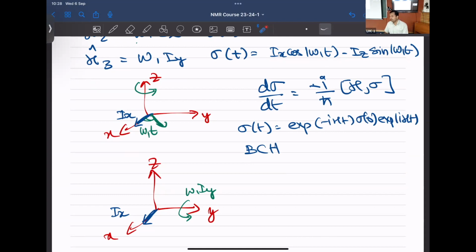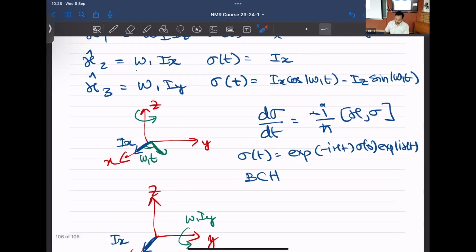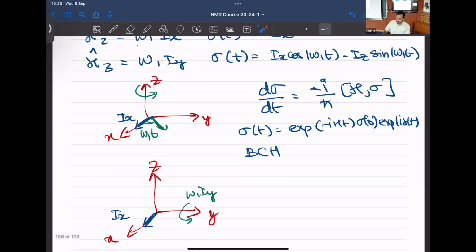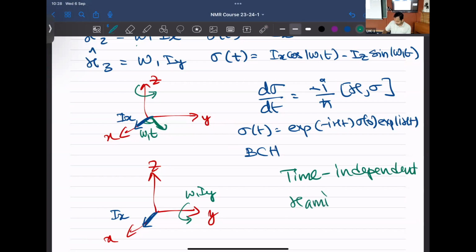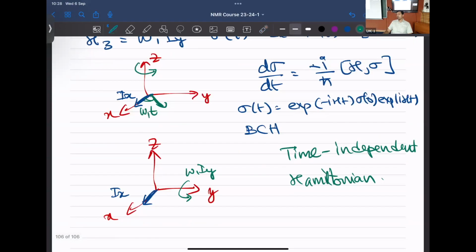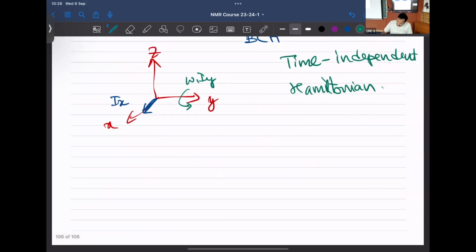Did that make sense now? If you have an initial state, how does the initial state change with the perturbation that is being applied is what we are trying to understand from this given set of equations. Let me repeatedly say, this is for a time independent Hamiltonian. We'll see for a time dependent case how things change, but let's be comfortable with a time independent Hamiltonian first. Okay? Let's continue.